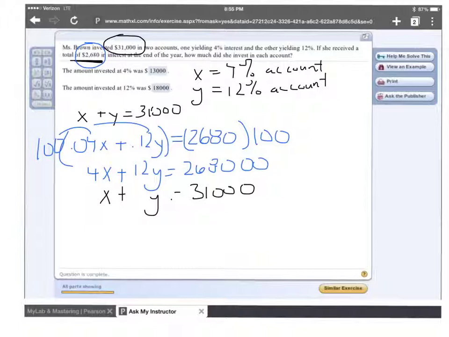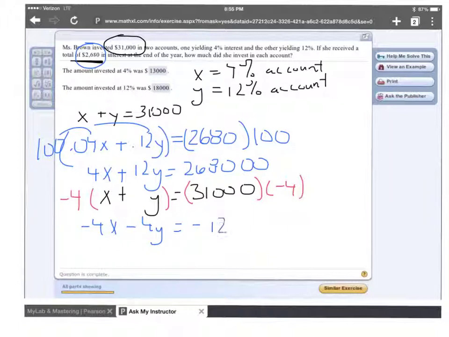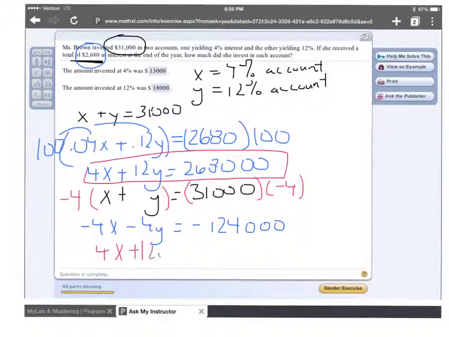Now there's a couple different options that we have. We can use elimination, like I said, and one way we could do that is to multiply through by a -4. We could also multiply through by the -12 here, but I think the -4 is probably easiest. So multiplying through by a -4, I have -4x, -4y equals 31,000 times the -4, which is -124,000. Now we're kind of getting things layered up here a little bit, but remember, this was the one equation I was working with, so now I still have my 4x plus 12y equals 268,000.